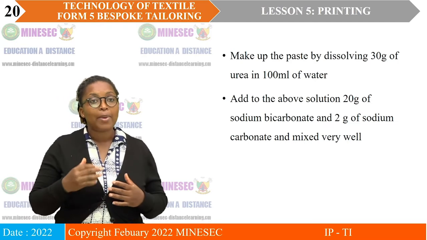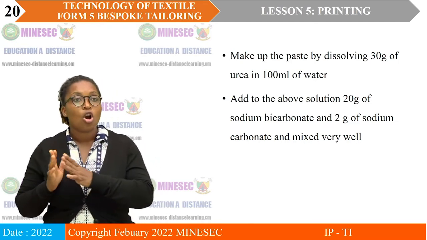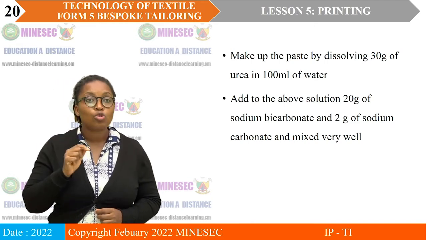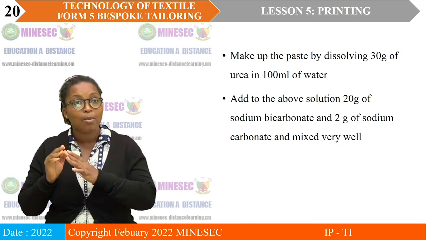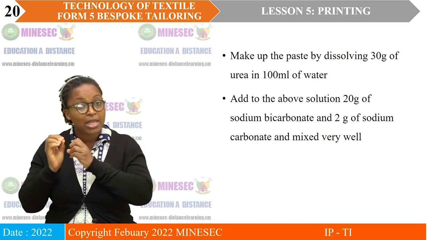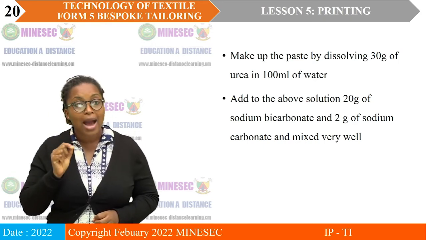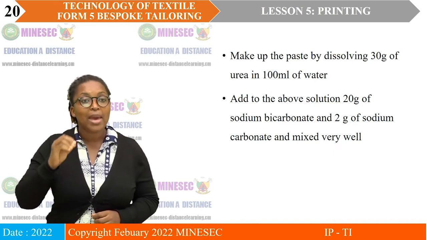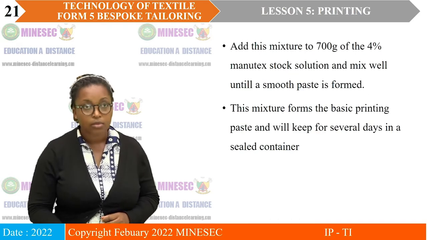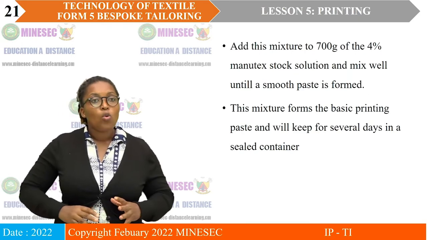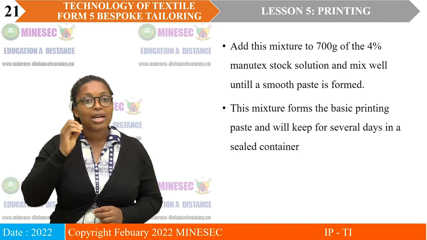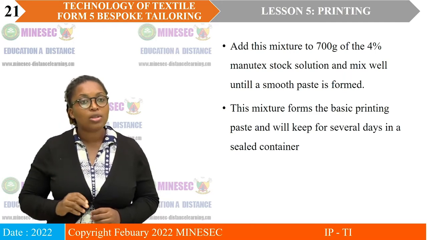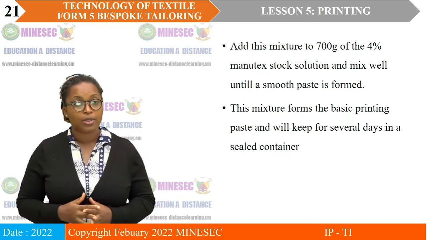To make up the paste, we now dissolve 30 grams of urea in 100 milliliters of water. We add to this mixture 20 grams of sodium bicarbonate and 2 grams of sodium carbonate, and we mix very well. Then we add this mixture to the 700 grams of the 4% Manutex stock solution, and we mix well until a smooth paste is formed.